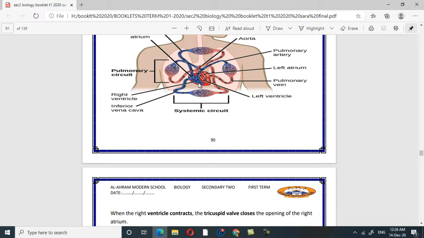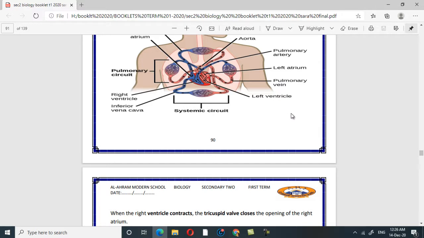So this circulation, as we summarize, starts from the right ventricle to the pulmonary artery, and from the pulmonary artery to the lungs, then to the pulmonary veins, returning to the left atrium again. This is the first circulation.